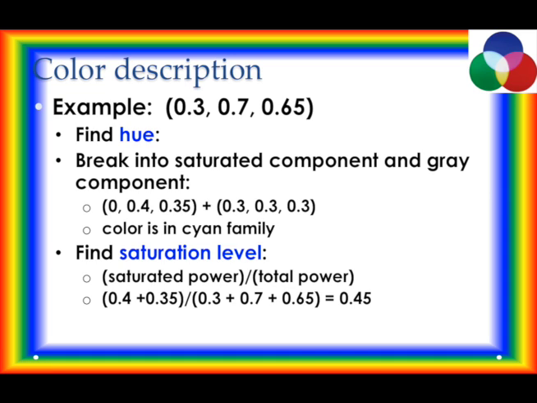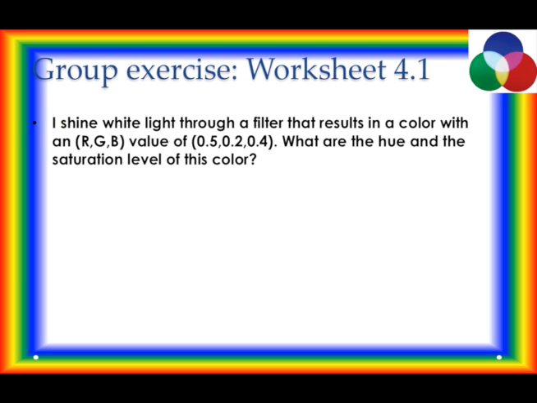So what we're asking ourselves is how much of this color is really going to show up in how we see it. How green is it? How cyan is it? The higher the saturation level, the more color you'll see, the more we'll think of it as a brighter color. This relates to worksheet 4.1, that you're going to do after watching this video.